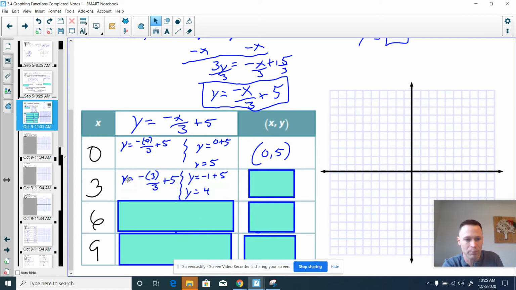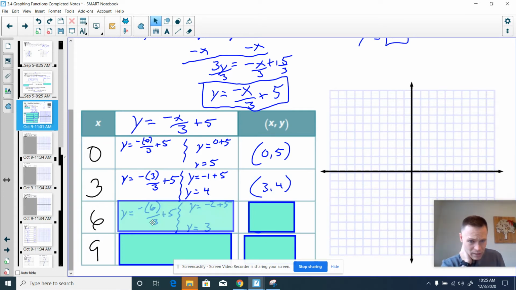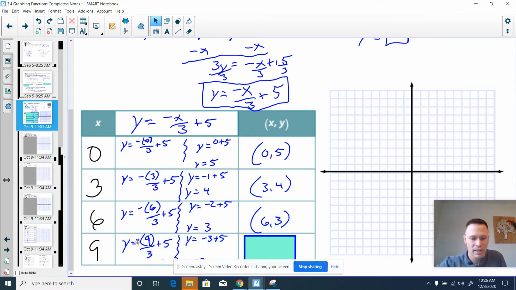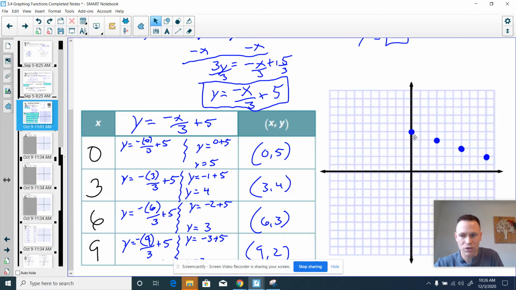Then I substitute in 3. Negative 3 divided by 3 is negative 1. Then if I add 5, I get 4. So my next coordinate point is 3, 4. If I substitute in 6, then I have the opposite of 6, which is negative 6, divided by 3, which is negative 2. And then I add 5, and I get positive 3. So my next point is 6, 3. And then for 9, I do the same thing. Negative 9 goes in for x. I divide by 3. I get negative 3. I add 5, and I get 2.